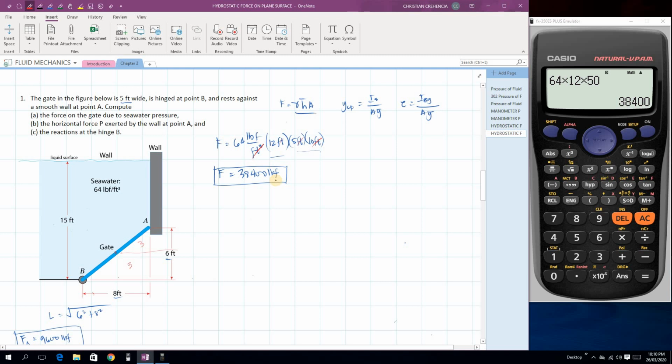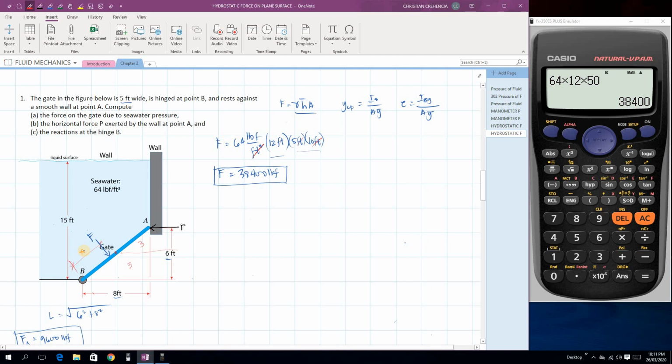So, next is yung horizontal force P. So, meron tayong reaction dito. So, ito yung force P. Pero before natin makuha yung force P, kailangan ma-locate muna natin yung application nitong yung force F natin. Okay. Na 38,400 pound force. So, kailangan makuha muna natin yung distance niya from point B. Mula dito. So, kailangan muna natin makuha itong distance.